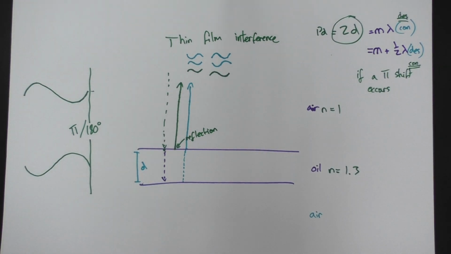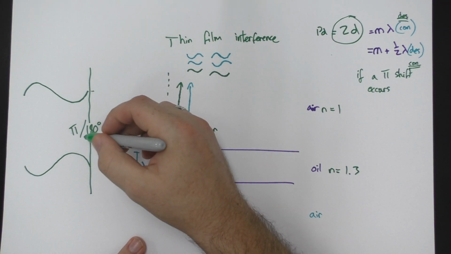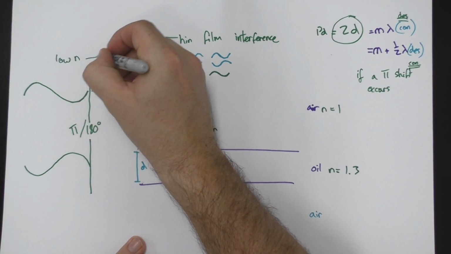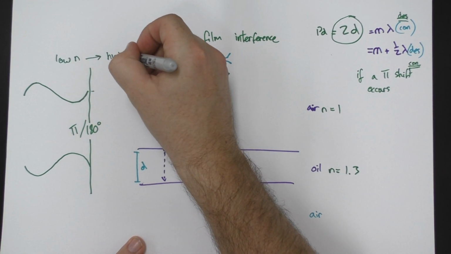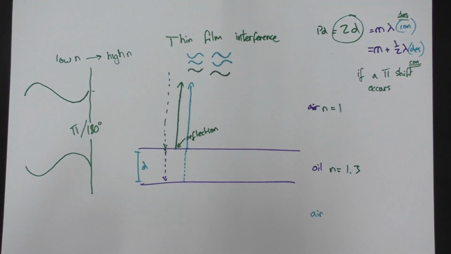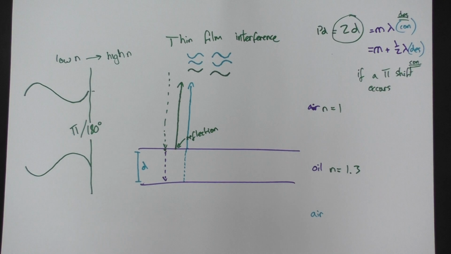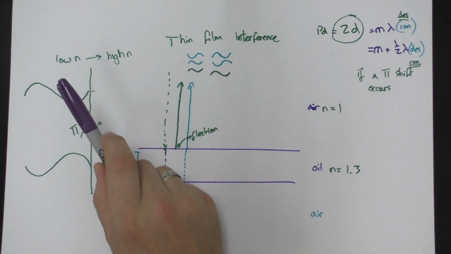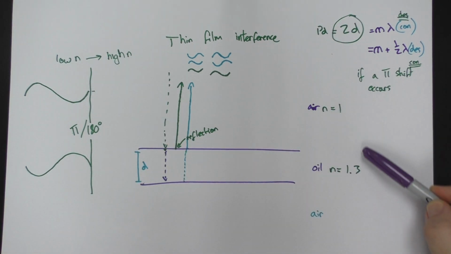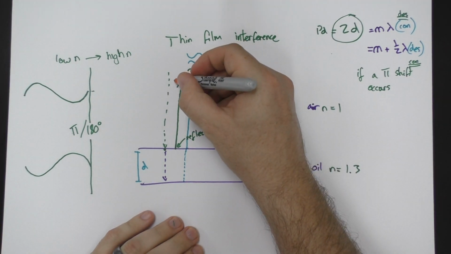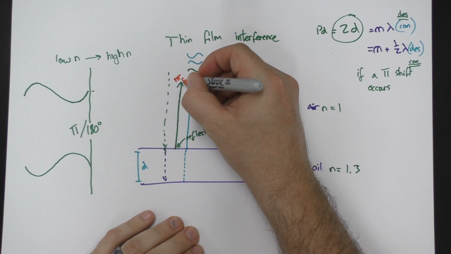So, to answer the question, how do we know if a pi shift occurs? Well, it's actually a very simple concept and just a nice little rule that you can remember, that this kind of reflection, this pi shift, occurs when going from a low n to a high n, or higher n, I might say. So in the case of air going into oil, we get a pi shift, because it's going from low n to high n. We're going from 1 to 1.3. And so we have a pi shift occurring at this reflection. So this is pi shifted.